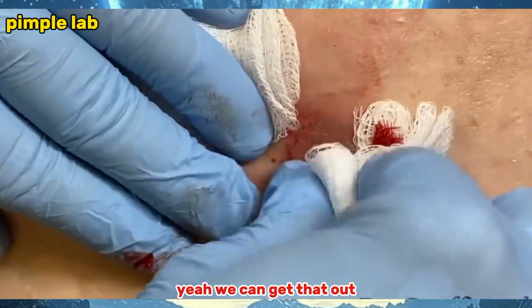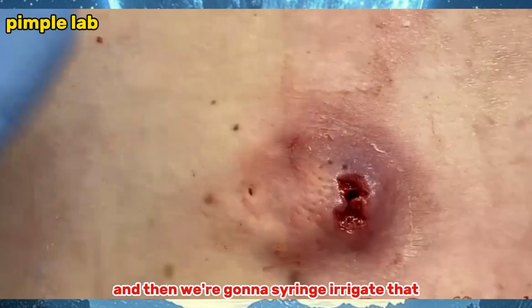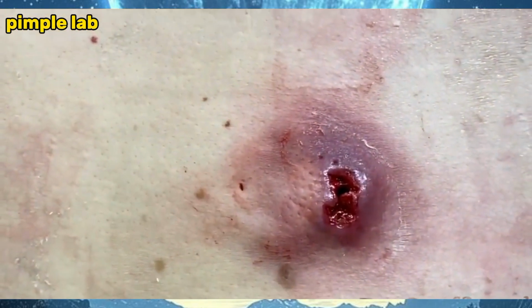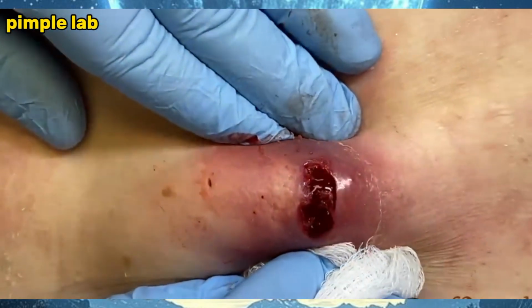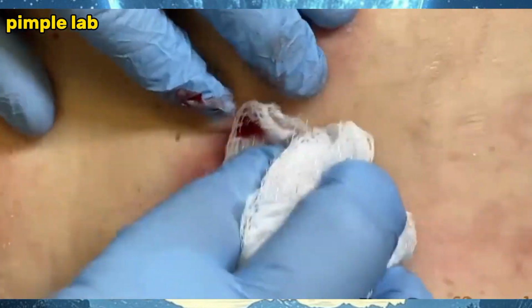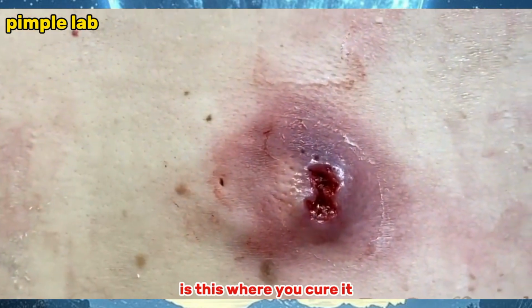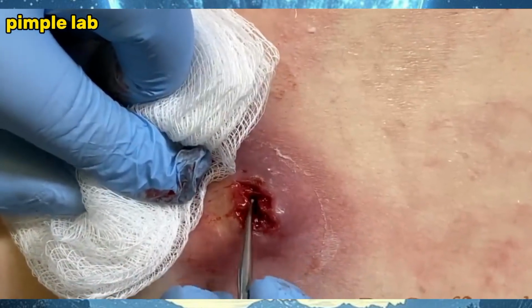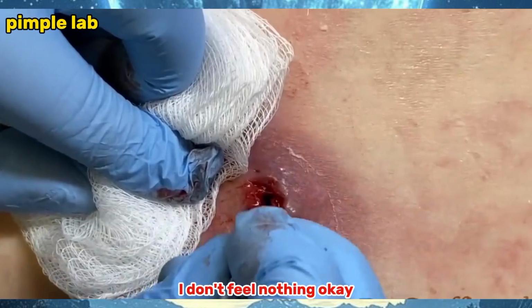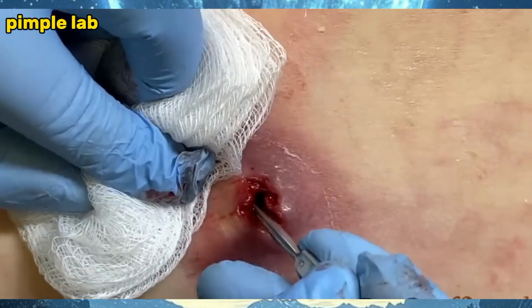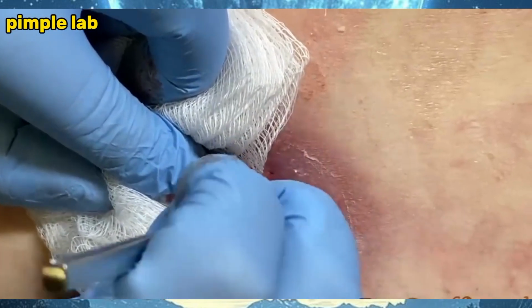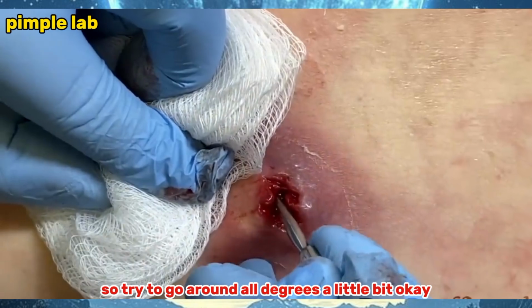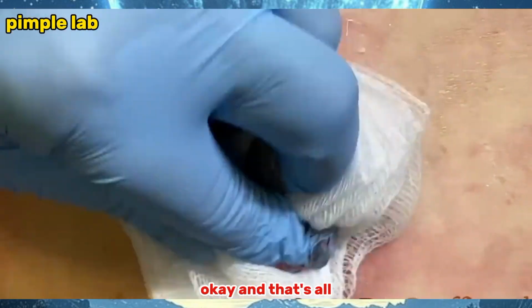Yeah, if we can, we're going to get that out. And then we're going to syringe, irrigate that. This is where I use the curette. Does that hurt when I'm doing that? Not too bad? No, I don't feel anything. Okay. So I try to go around at all degrees. A little bit? Okay.